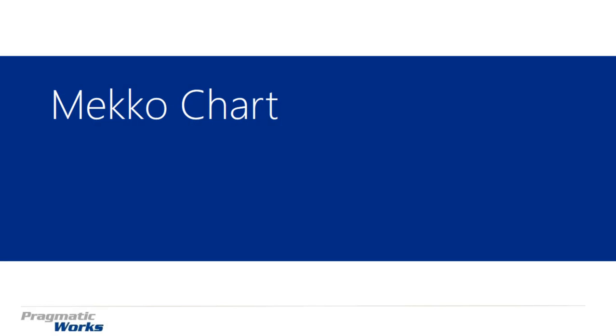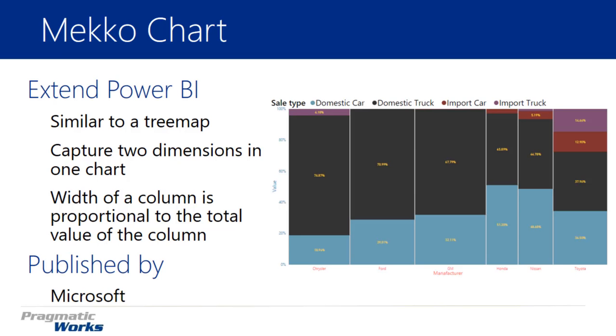In this module, we're going to be looking at the Mekko chart. The Mekko chart is kind of similar to the tree map, at least in how it appears, but it allows you to capture two dimensions in a single chart. So basically, for example, you can see in the visual on the right-hand side that it gives us the ability to see revenue by manufacturer and by sale type, all in a single visual.